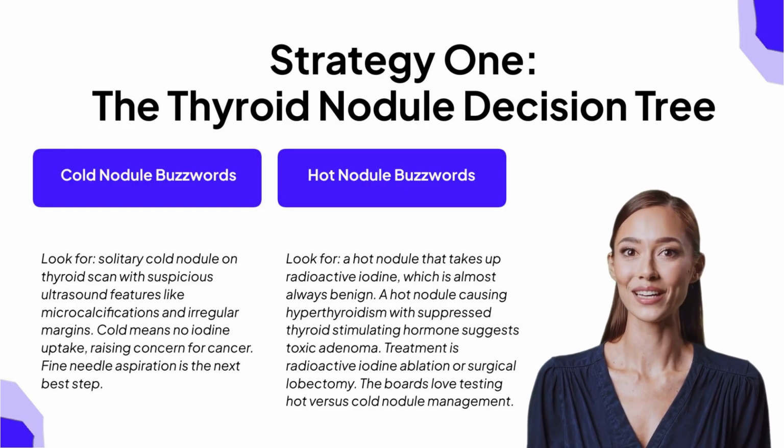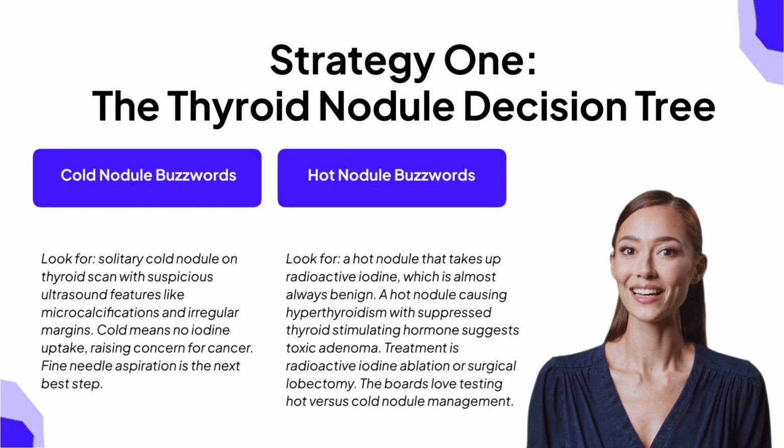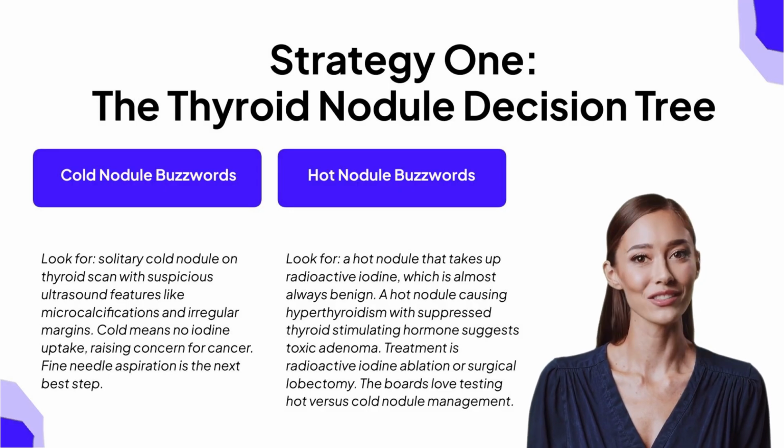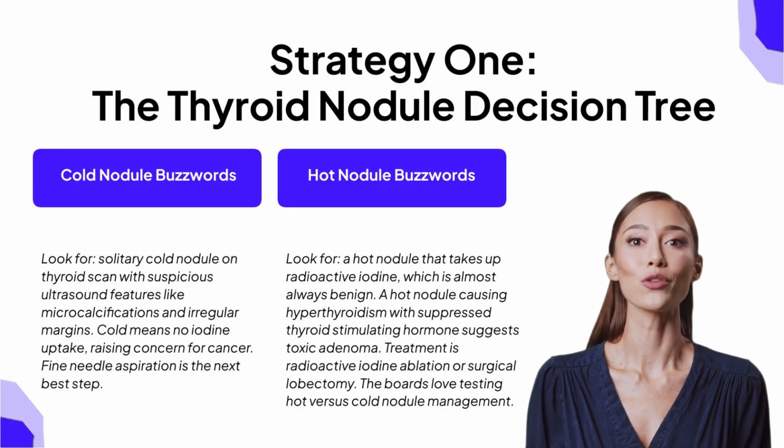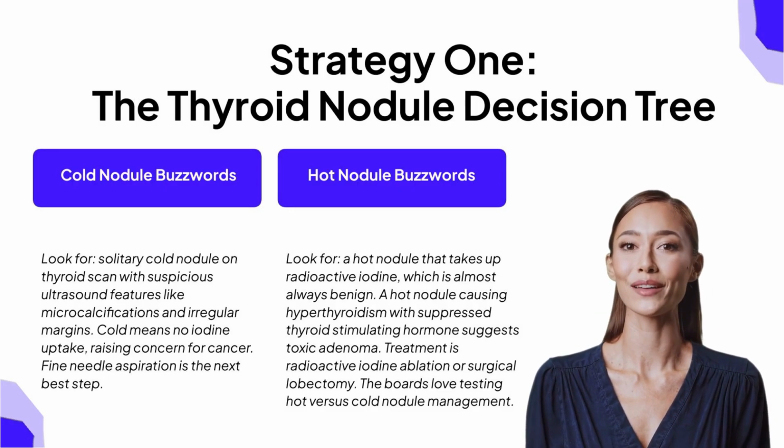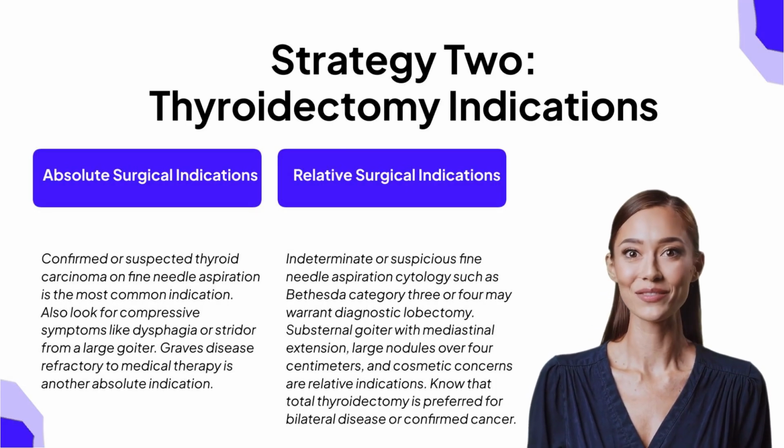If the thyroid-stimulating hormone is normal, skip the scan entirely and go straight to ultrasound and fine-needle aspiration. The boards test this algorithm over and over. Strategy 2 covers thyroidectomy indications.